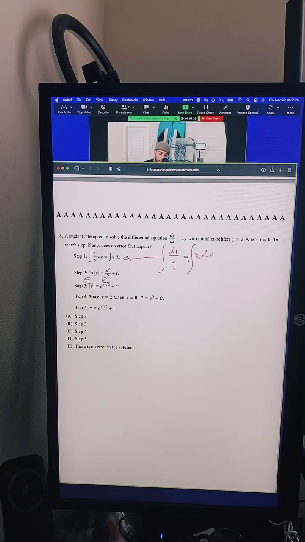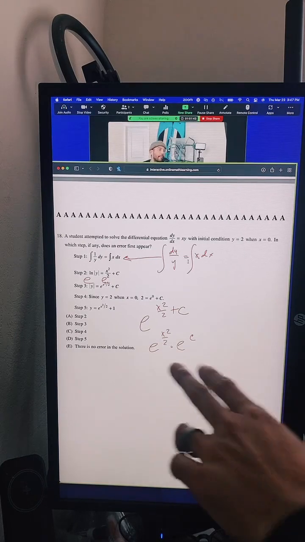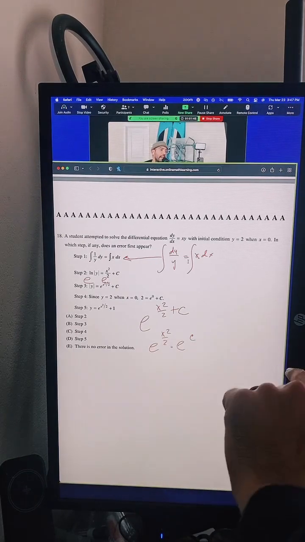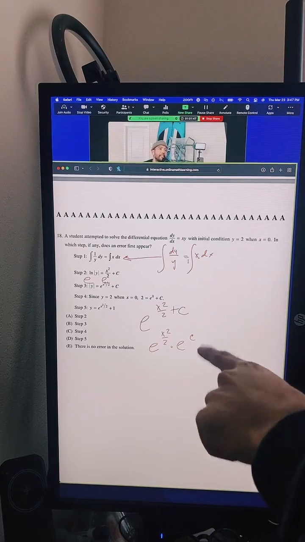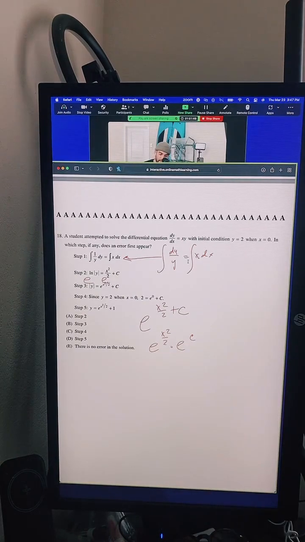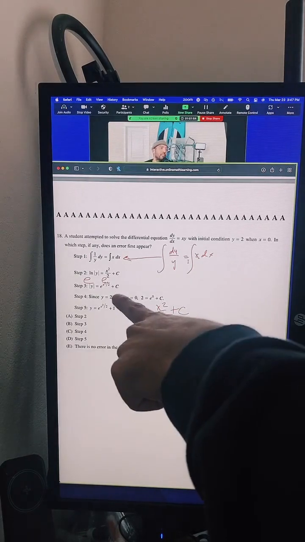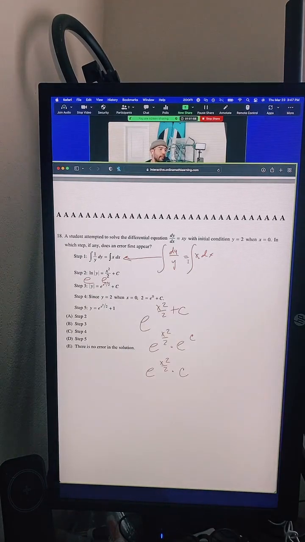So step 3, why? Because e to the x squared over 2 plus c, notice that the c is still a power, is the same thing as e to the x squared over 2 times e to the c. Because when you have the same base, you can go ahead and add the powers. Now e to the c is just a constant, so that becomes e to the x squared over 2 times c. That's where they made their mistake. It should not have been a plus c. And that was going to be step 3.